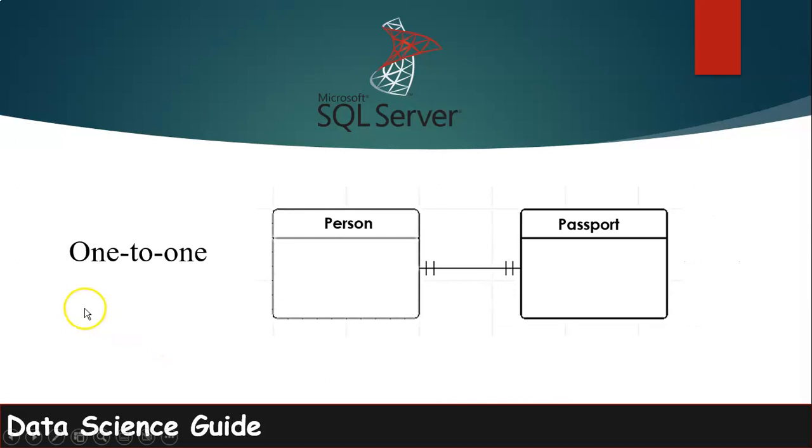First, we have this example, 1 to 1, a person entity and its passport. Each person has only one passport, and each passport belongs to one and only one person. That's why we have 1, 1 from this side and 1, 1 from the other side. 1, 1 means one and only one. And the same thing here. So this is a 1-to-1 relationship.